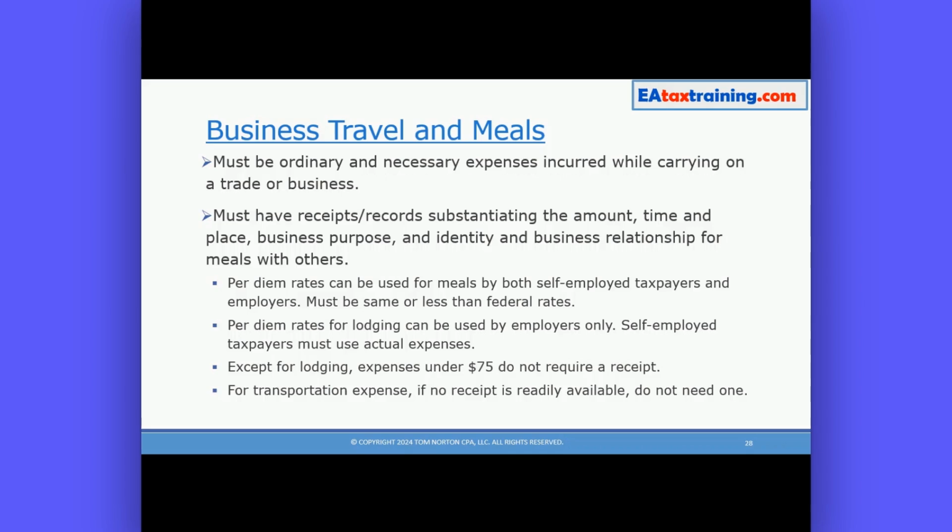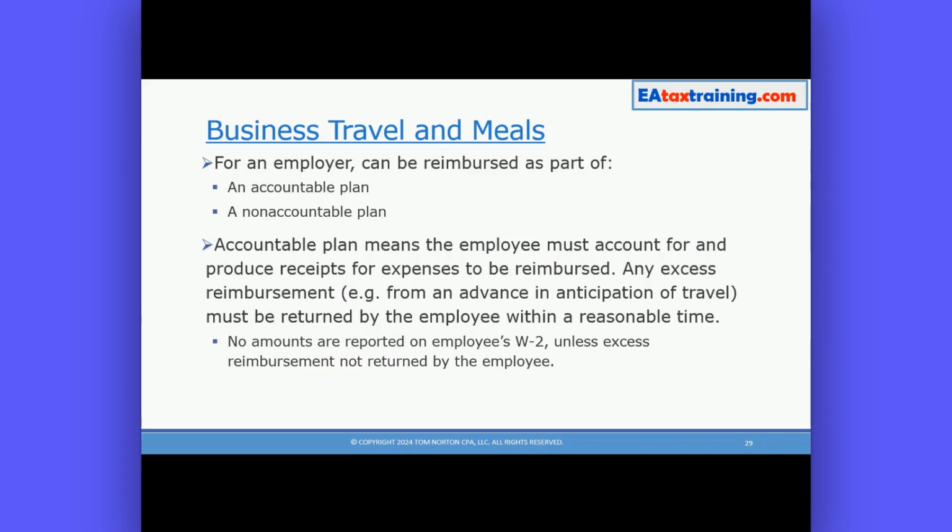For an employer, so you've got an employer and an employee relationship, these expenses can be reimbursed as part of either an accountable plan or a non-accountable plan. So an accountable plan means the employee must account for and produce receipts for expenses in order to be reimbursed. Any excess reimbursement must be returned by the employee within a reasonable time.